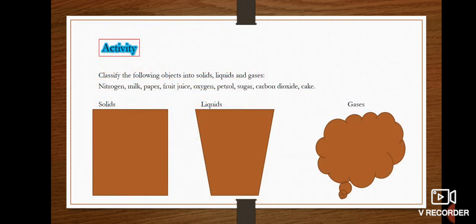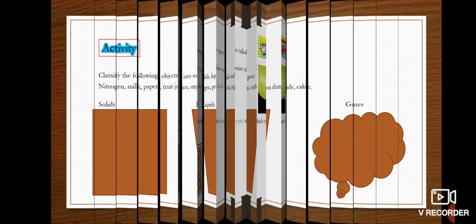So, based on your previous knowledge, let's do this activity. Classify the following objects into solids, liquids, and gases. Children, can you tell me what is nitrogen? Is it solid, liquid, or gas? Yes, correct, it is gas. Milk is liquid, paper is solid, fruit juice is liquid, oxygen is gas, petrol is liquid, sugar is solid, carbon dioxide is gas, and cake is solid.